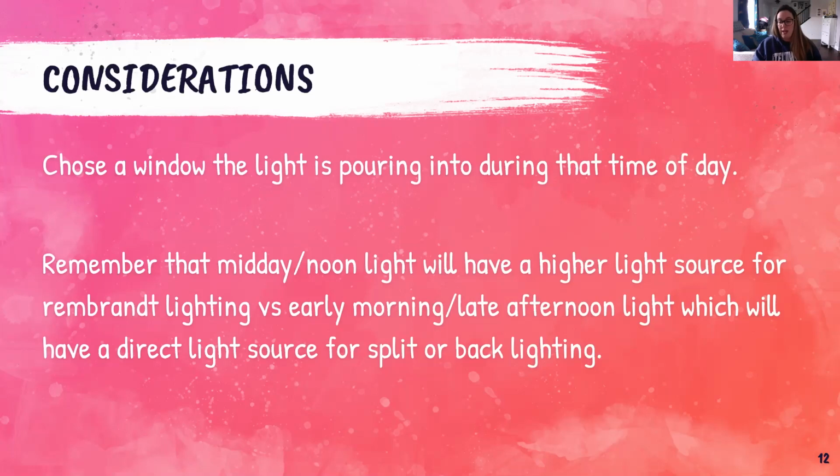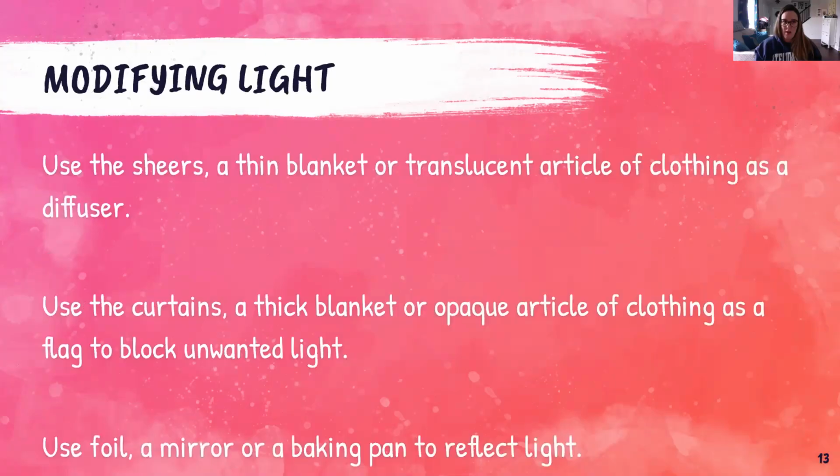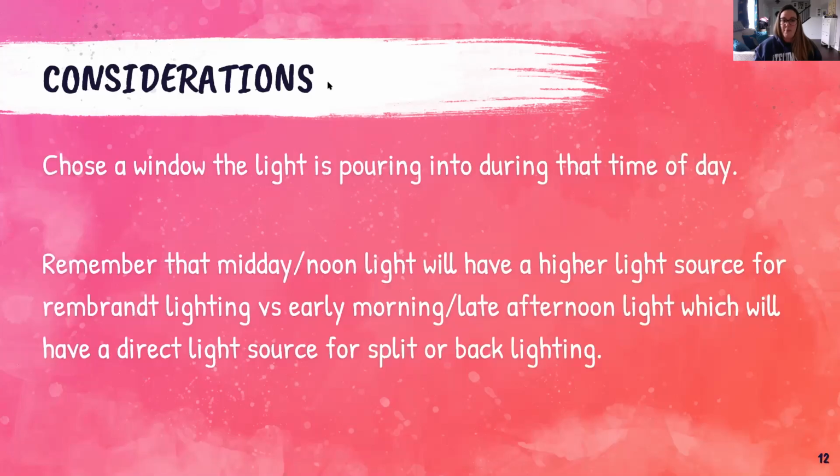So we learn that. And we also know that the temperature of the light is going to be cool most of the time, unless it's very, very early when the sun is rising and going through the atmosphere, or really late right before it's setting, and then it's going to be that orange. So that's another thing you can think about in terms of controlling the temperature of light in your photograph. And I just reminded you that midday noon light is higher for Rembrandt lighting, versus early morning and late afternoon, which would be a direct light source for split and backlighting.